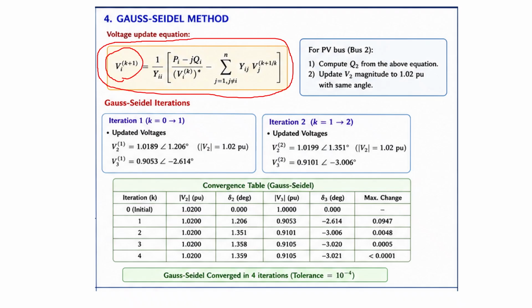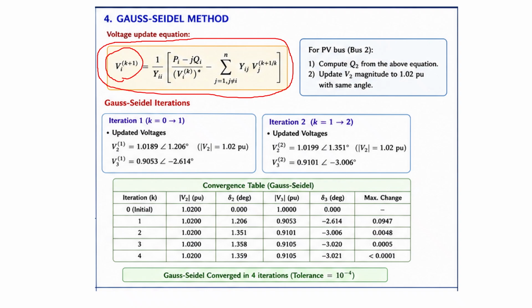V3 prime is given, and the angle is already given. So we can take the conjugate of that, then minus the summation of Yj Vj at k plus 1. Already, for the PV bus and slack bus, the voltage is the same. We can use that for the second iteration, after the first iteration at bus 3.